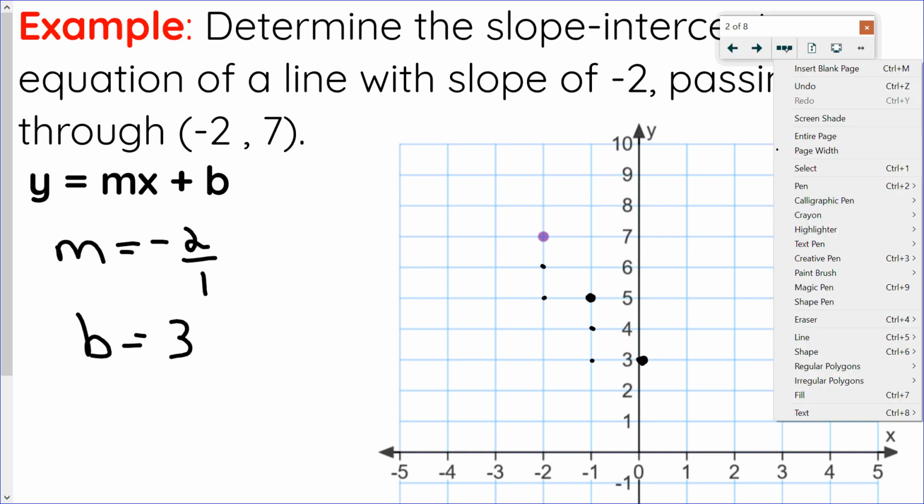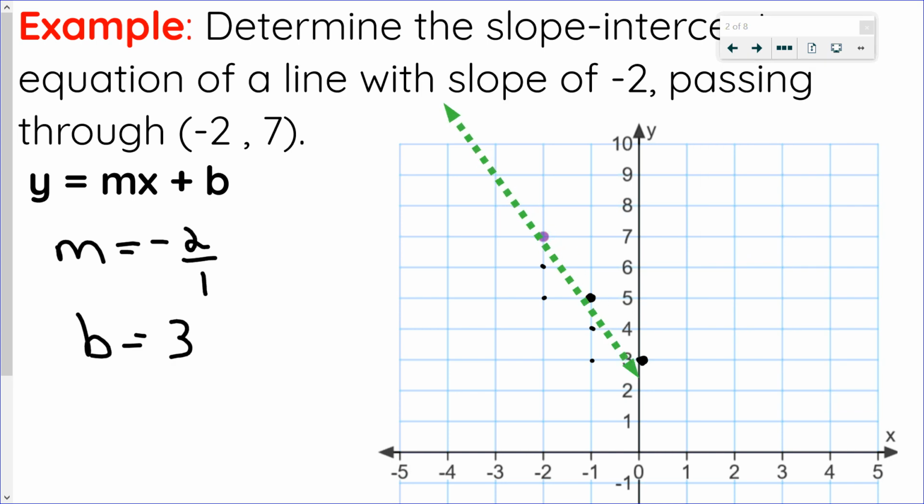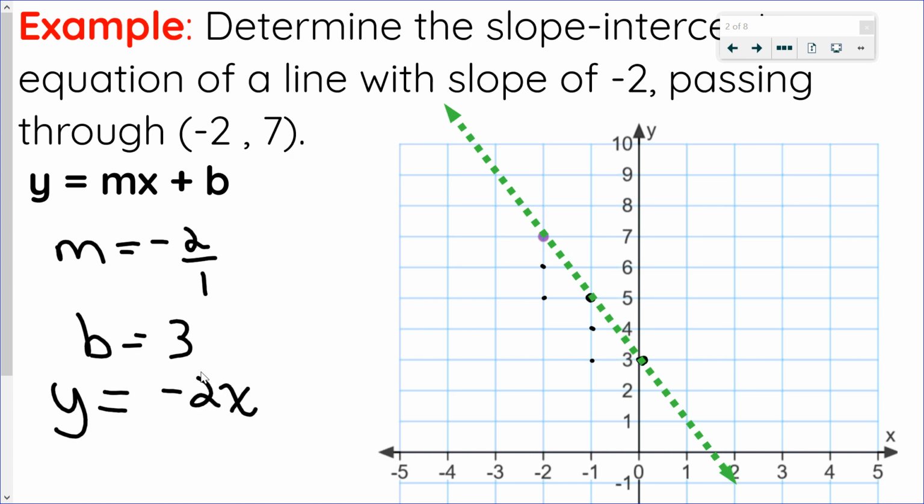So if I were to connect the dots there, I can come up with the equation of my line. So here's my line that passes through those points. It doesn't have to be a dotted line. I just chose that because it had arrows on either end. Okay, so there is the line that passes through (-2, 7) and has a slope of -2. So once I have my m and b, I can write it as y equals -2x, you don't need to write it as a fraction anymore, plus b, which is 3.